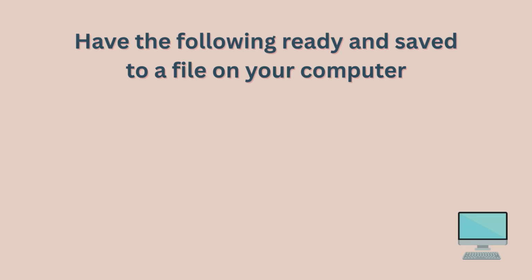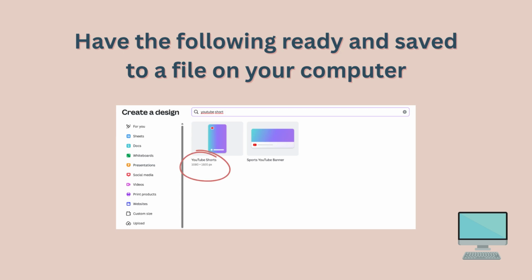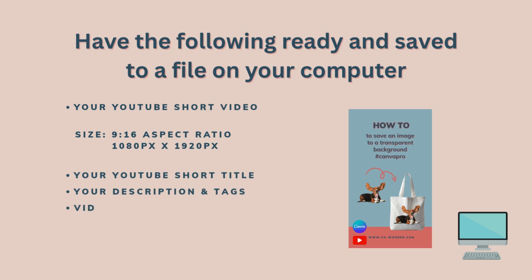Have the following ready and saved to a file on your computer. Your YouTube short video. The size for this would be a 9 by 16 aspect ratio, so 1080 pixels by 1920 pixels. And if you are designing your short on Canva, you can just search for YouTube short and they will have it set up for you already. Then you will need your YouTube short title, your description and tags, and also the video link or name for your related video, which is optional.